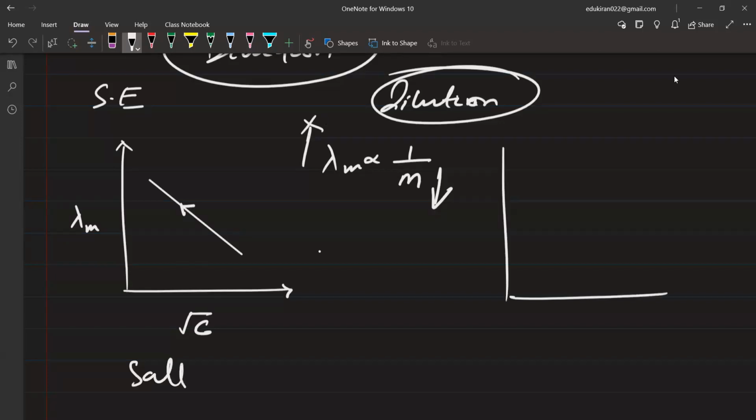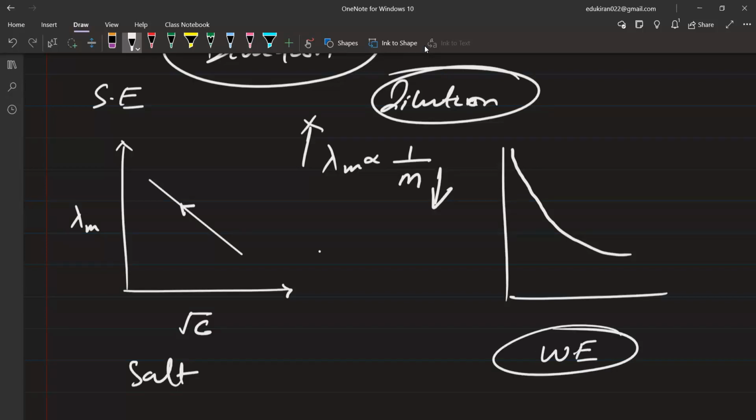Now if we see the same thing for sugar, what will happen if you are diluting? Lambda m is increasing exponentially. The change that you will see on dilution will be huge in the case of sugar, or we can say weak electrolyte. Do you understand all this?